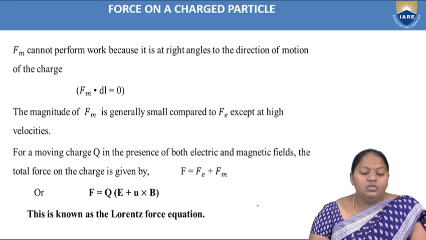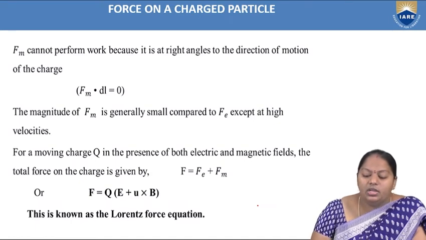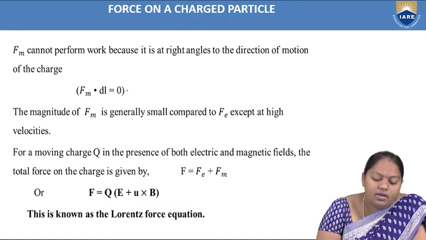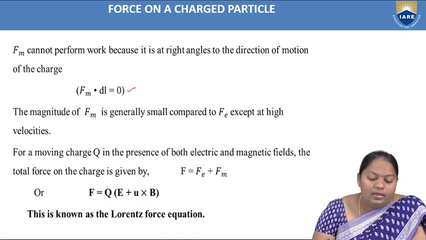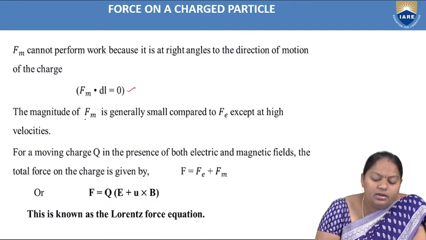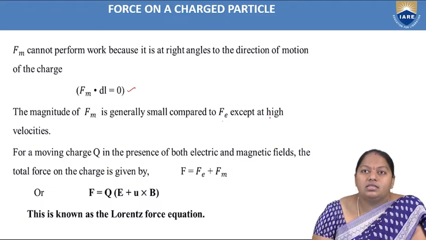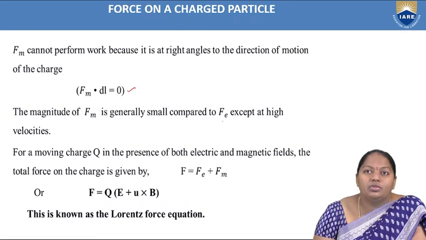Next, Fm cannot perform work because it is at right angles to the direction of motion of the charge. In general, we write Fm dot dl equal to 0. Then, the magnetic force Fm is generally small compared to the electric force Fe, except at high velocities, where Fm is magnetic force and Fe is the electric force.